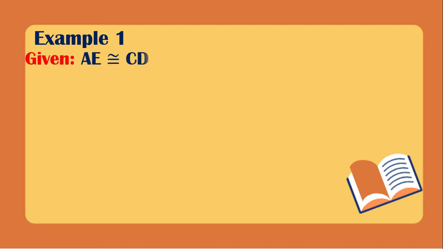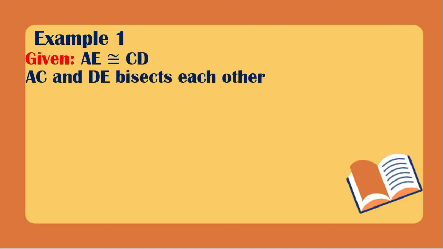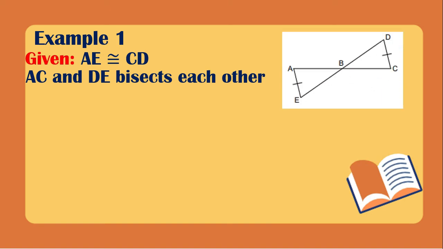Our given is AE is congruent to CD and AC and DE bisect each other. So I want you to recall the meaning of bisector. And then we have the illustration. Here in the illustration, we already have the markings for the congruent given. We have AE is congruent to CD. And then we need to prove that triangle ABE is congruent to triangle CBD.